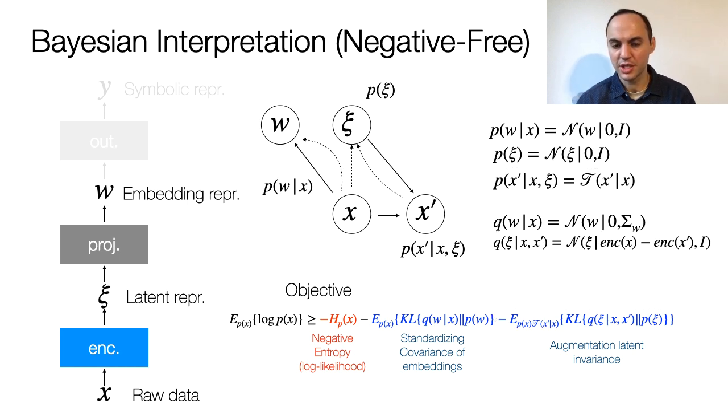So the two distances are enforcing two different things. One is enforcing that the elements of our embedding are decorrelated, while the second term enforces the augmentation invariance. And the phenomena that we have described so far can also be traced back to existing objectives like Barlow Twins, VICReg, and so on.